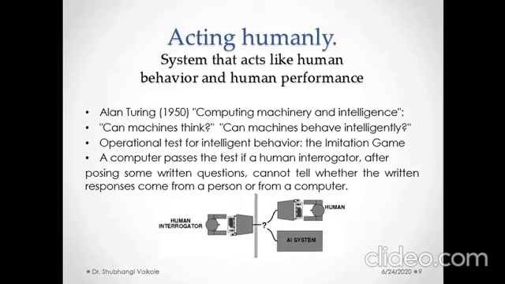Can machines think? Can machines behave intelligently? Yes. If we take the example of the Turing machine, it does that. A computer passes the test if a human interrogator, after posing some written questions, cannot tell whether the written responses come from a person or from a computer, then the Turing machine can be said to pass the test. So in this diagram, we can see at the left part there is a human interrogator, and at the right side there is a human and an AI system.